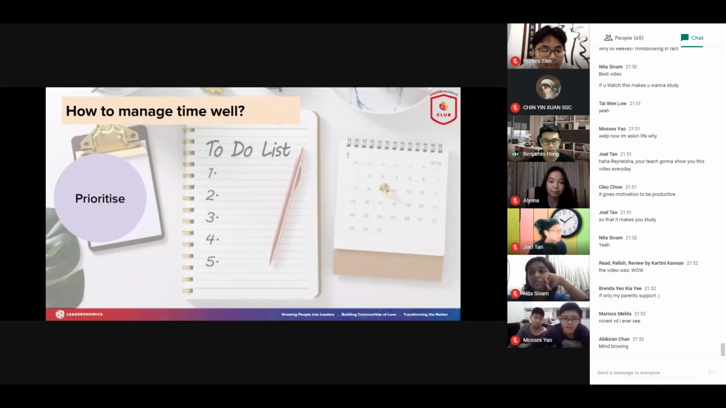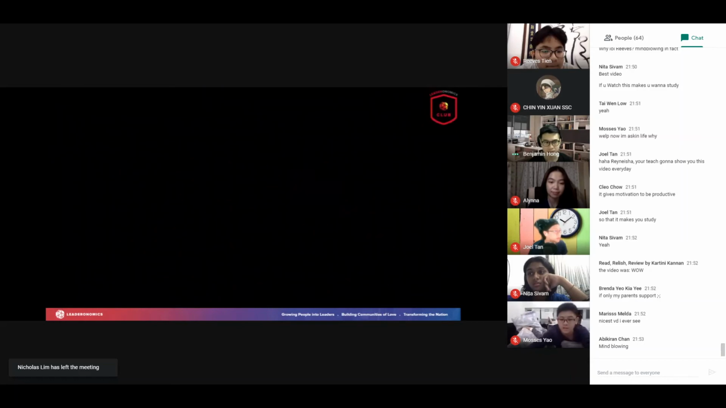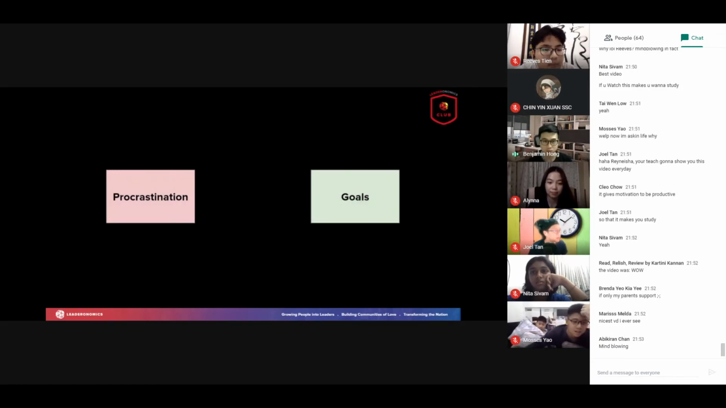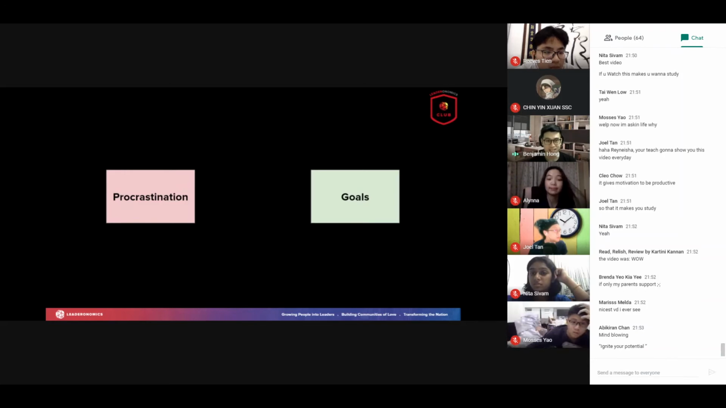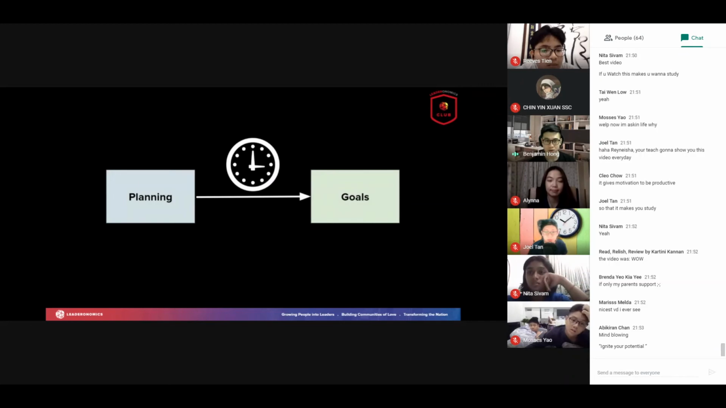4 things that matter: prioritize, plan, persevere, and people. So again, procrastination will never reach your goal. Whether you want to do your math well, you want to do things well, you want to be a good son or good daughter at home, it requires not procrastination, just sitting there and not helping your parents. You need to plan. So yeah, plan your time and it will bring you to your goal.